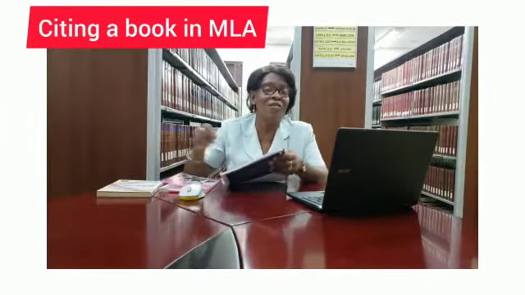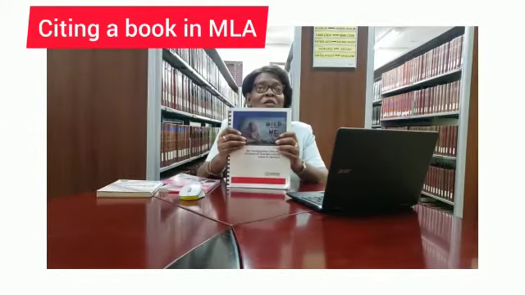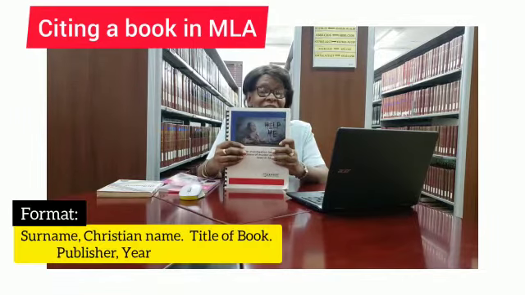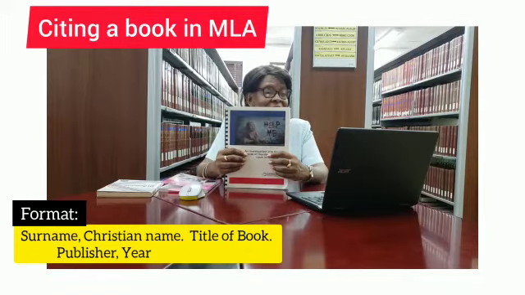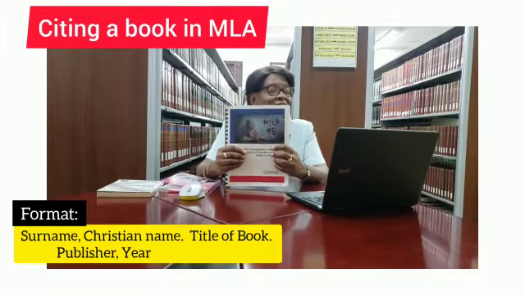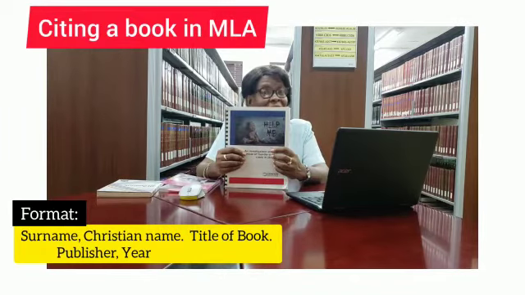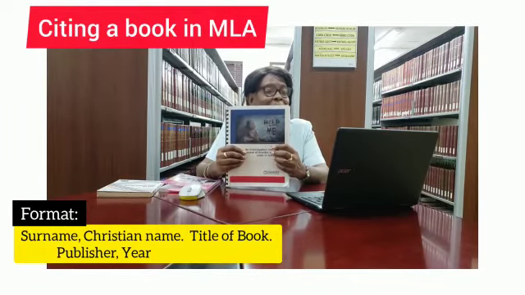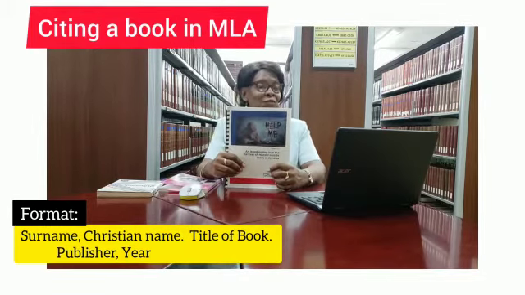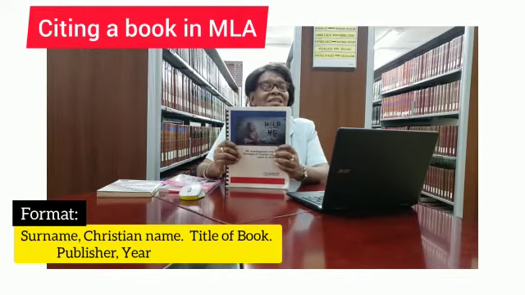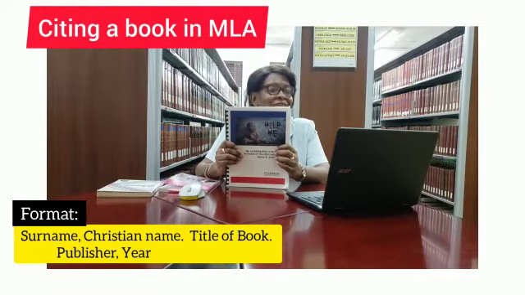We begin with the author. Then that is the author's surname first, followed by a comma, and the Christian name or names, full stop. Title of the book in caps, and the full stop, then the publisher, comma, and the year of publication. The title of the book, as I said, is going to be in full caps minus insignificant words, as for example, the, of, and so on.